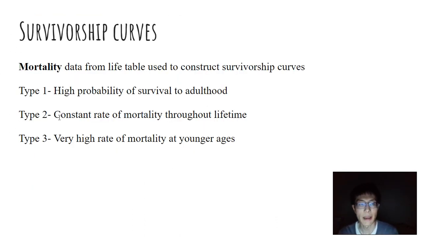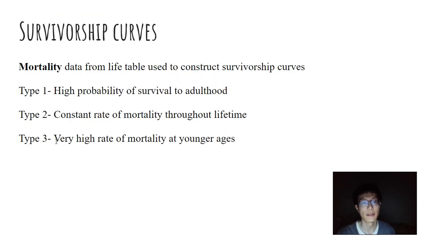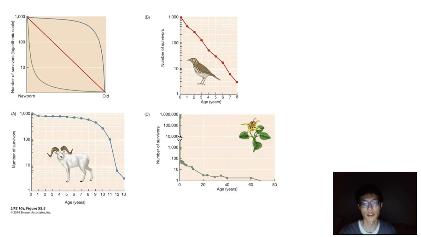And then secondly, we have type 2, which is just a constant rate of mortality throughout life, which is shown here, so just kind of a linear decline in the number of survivors over time. And then lastly, we have a very high rate of mortality at younger ages for type 3, which is shown over here. So you can see that there's a dramatic decline in the first year or so in terms of the number of survivors, but over time, the number of survivors kind of taper out. And so type 1, type 2, and type 3.